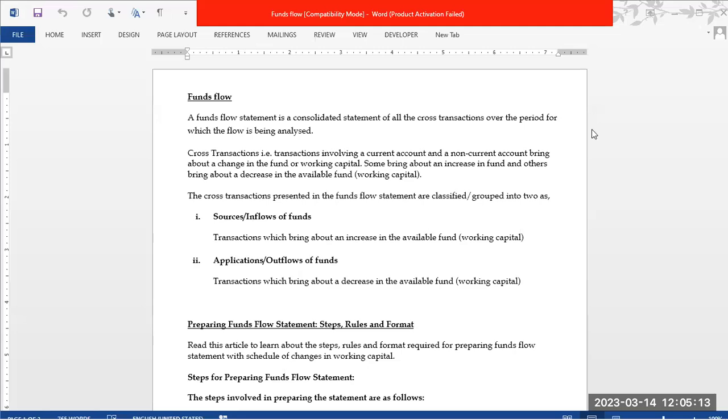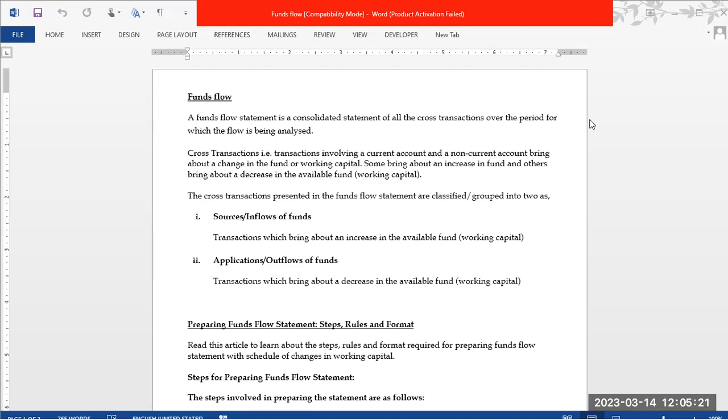Then today, we are going to look at fund flow analysis as a financial tool in financial statement analysis. So to begin, I'm sharing the screen. Here is what we are supposed to be looking at. We are going to start by looking at what this fund flow analysis is as a financial tool.